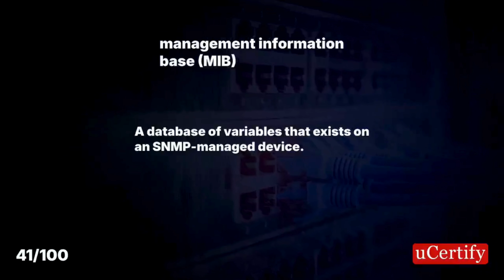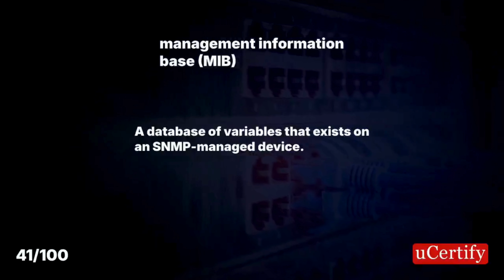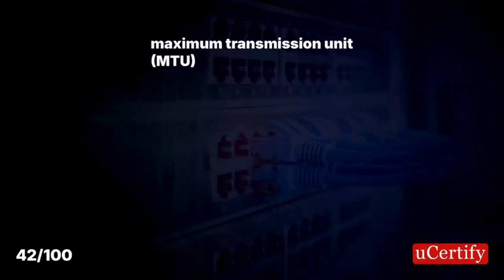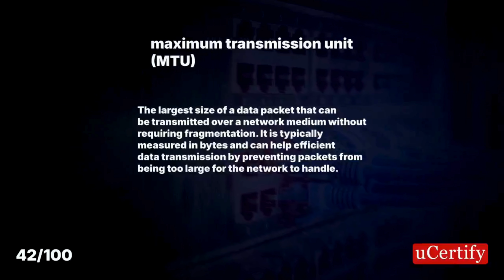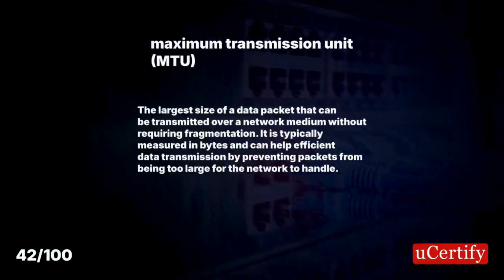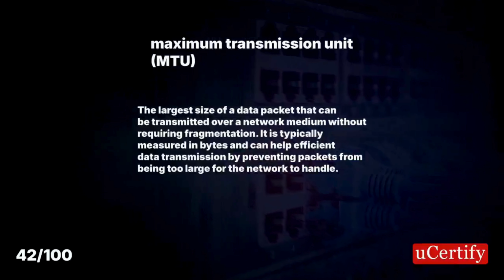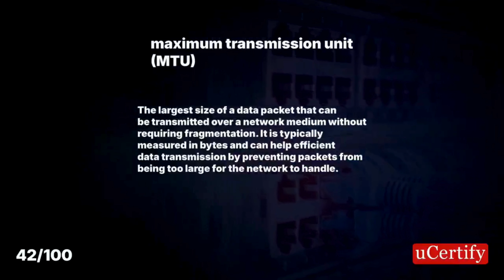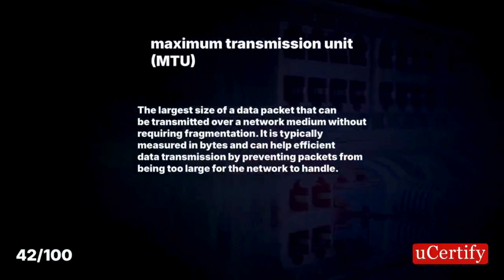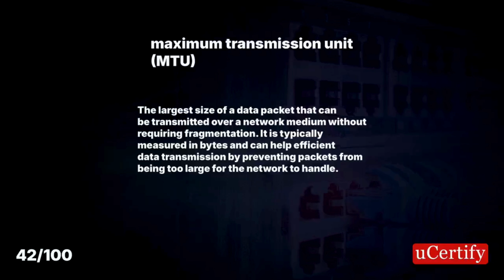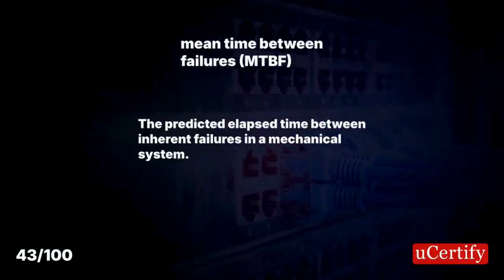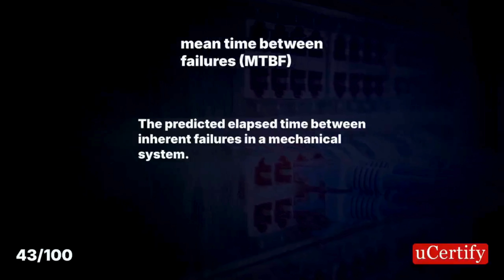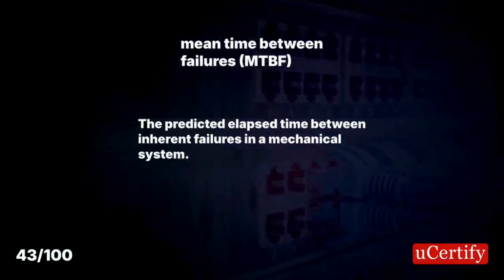Term: Management Information Base. Definition: a database of variables that exists on an SNMP-managed device. Term: Maximum Transmission Unit, MTU. Definition: the largest size of a data packet that can be transmitted over a network medium without requiring fragmentation. It is typically measured in bytes and can help efficient data transmission by preventing packets from being too large for the network to handle. Term: Mean Time Between Failures, MTBF. Definition: the predicted elapsed time between inherent failures in a mechanical system.